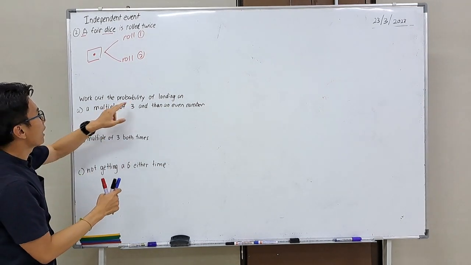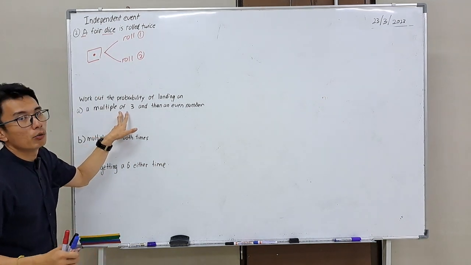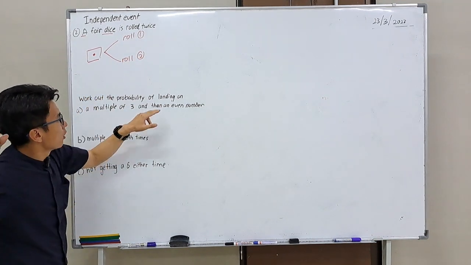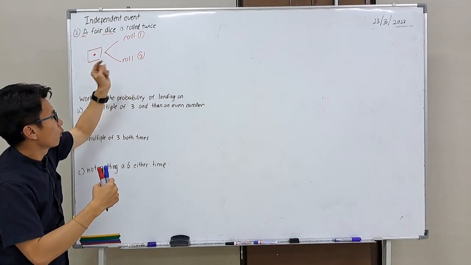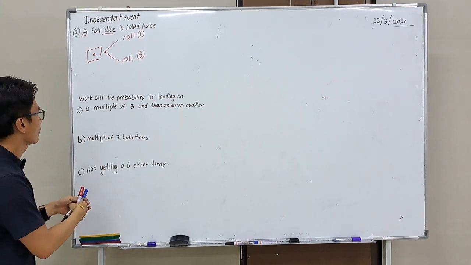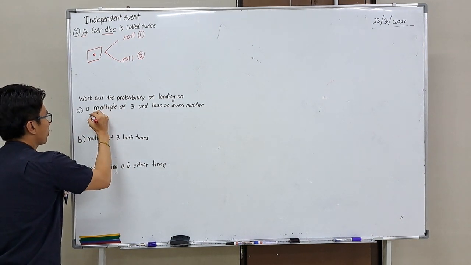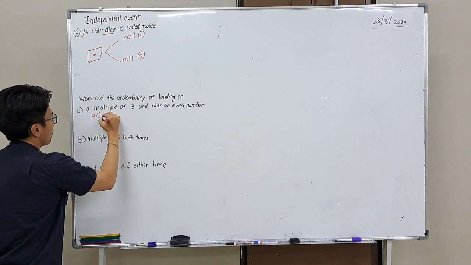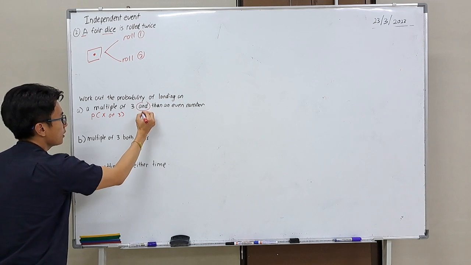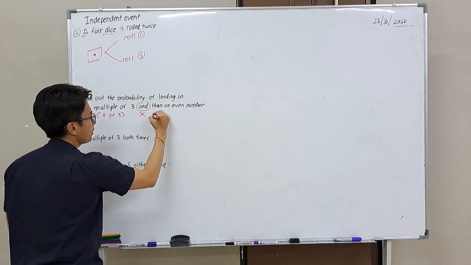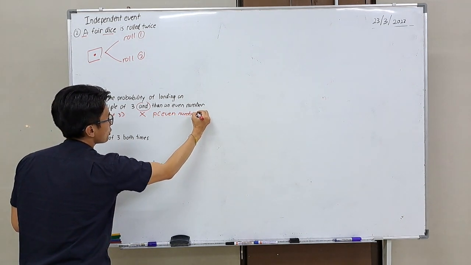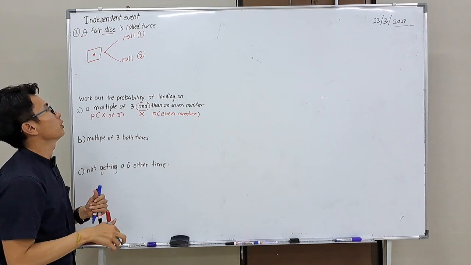What we are interested in is the probability that my first roll gives a multiple of 3, and then you take the dice again for the second roll, and the probability that I get an even number. So I'm interested in finding the probability of a multiple of 3, and when you see the word and over here, it means multiplication, times the probability of an even number. So I'm just interested in multiplying these two probabilities.